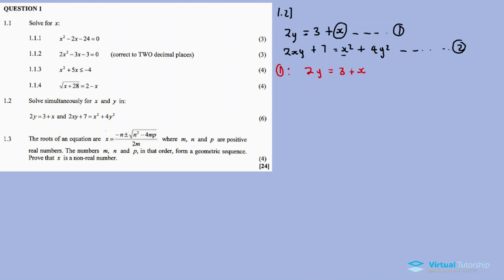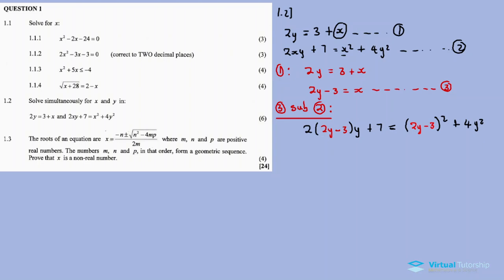So start with equation 1, 2y equal to 3 plus x, and make x the subject of the formula. So transpose our 3 to the left hand side. We have 2y minus 3 equal to x, and then I have equation number 3. Then you take equation 3 and substitute into equation 2. I can't substitute into equation 1 because 3 came from equation 1. So therefore I'm substituting 3 into 2.